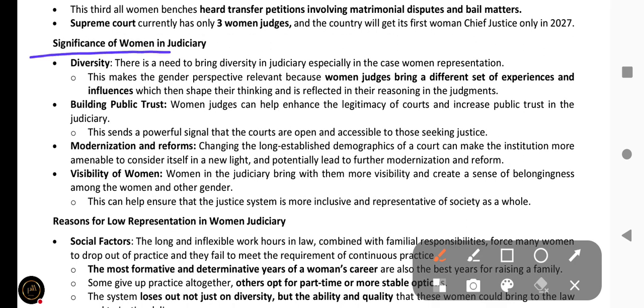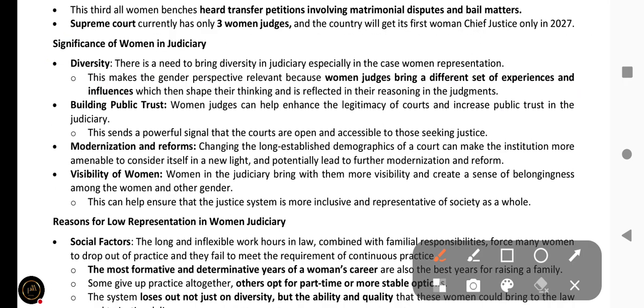And significance of women in judiciary. First significance is the diversity. There is a need to bring diversity in judiciary, especially in the case of women representation. This makes the gender perspective relevant because women judges bring a different set of experiences and influences which then shape their thinking and is reflected in their reasoning in the judgments.